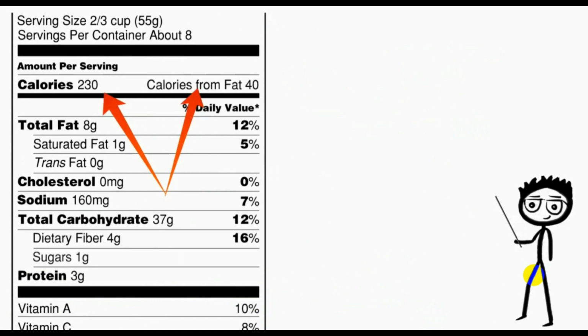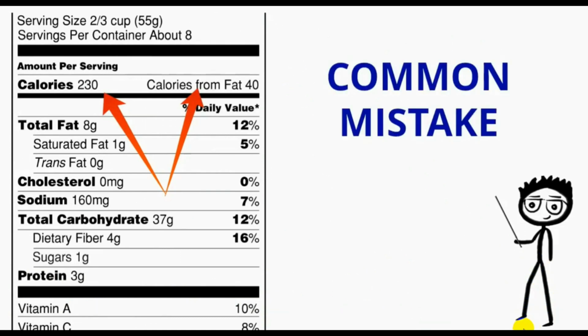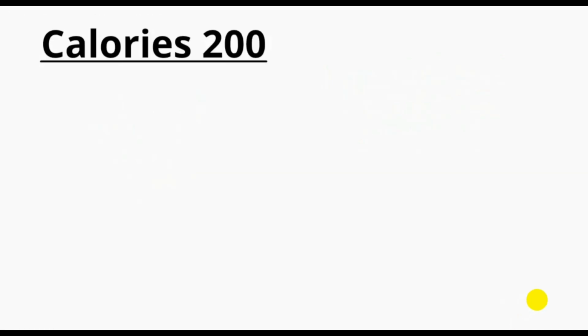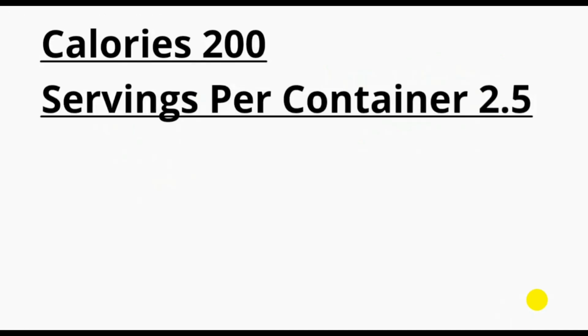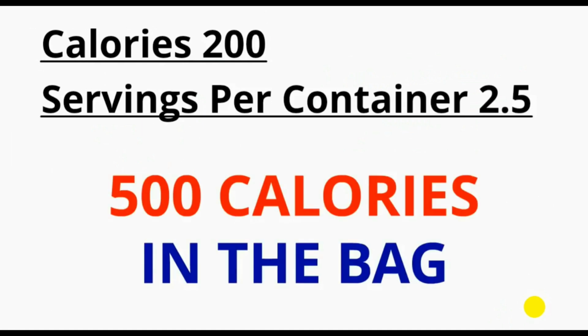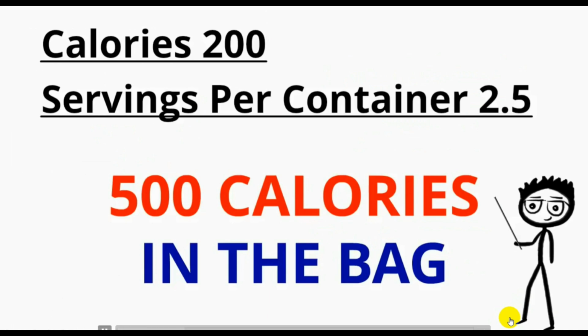This is pretty much the only thing most people ever look at, and this is a common mistake. If the package says 200 calories on the bag of chips, but the servings per container say 2.5, that means there's actually 500 calories in the bag. This is a clever little marketing trick that you should be aware of.